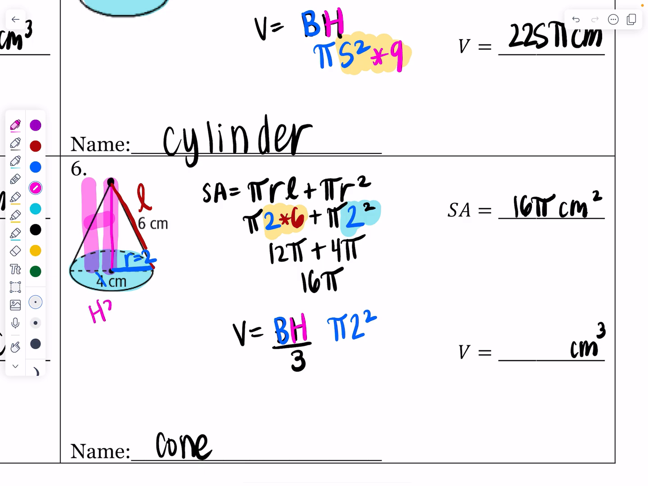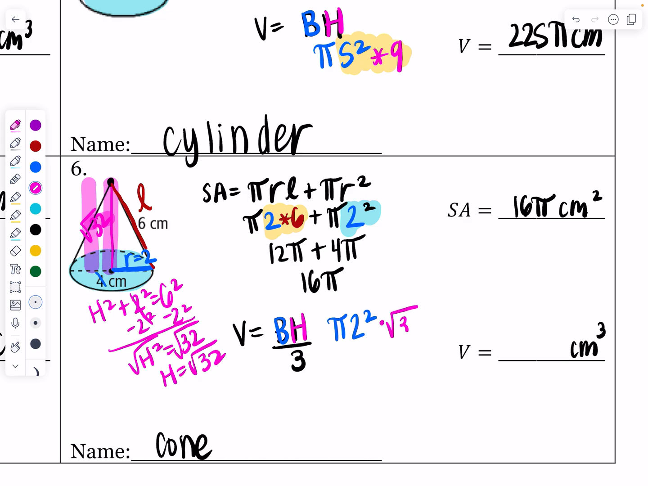So I'm going to go h squared plus 2 squared equals L squared, which is going to be 6 squared. We're using Pythagorean theorem, so you do 6 squared minus 2 squared. 6 squared minus 2 squared gives me 32, and so h is going to be equal to the square root of 32. Root 32. Of course, we're going to leave it like that until we're ready to round at the very, very end, and then we're going to divide by 3.